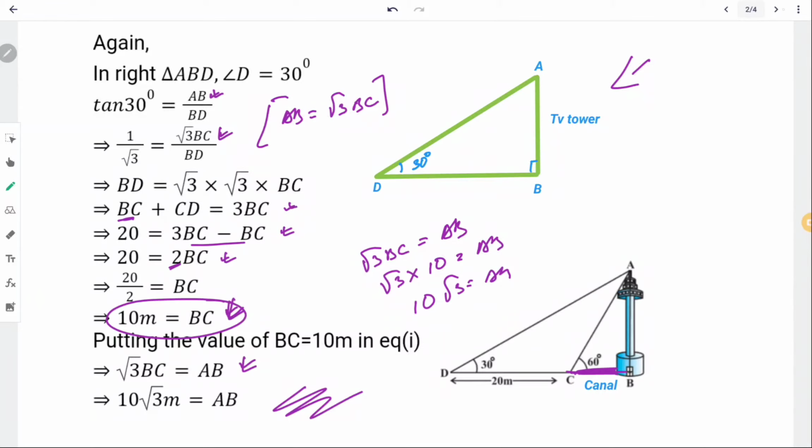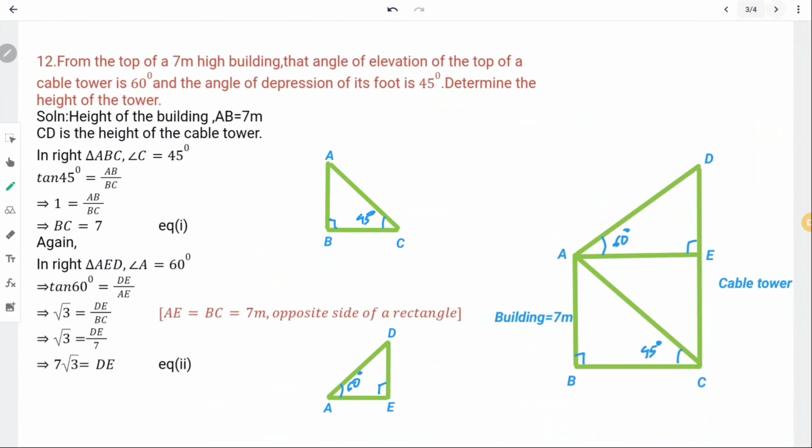And the width of the canal is how much? 10 meters. Let's do one more here. From the top of a 7 meter high building, so this is the building, and this has to be the top of the building, right? The angle of elevation, which means from the top of the building, you are looking up at the top of a cable tower. So this whole thing is the cable tower, and this is the top of the cable tower.